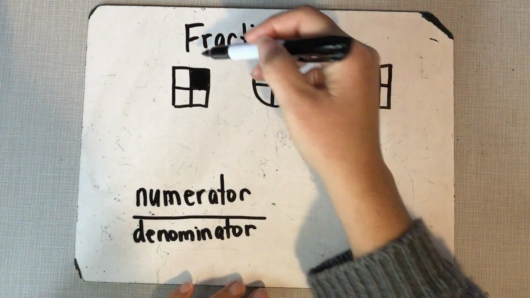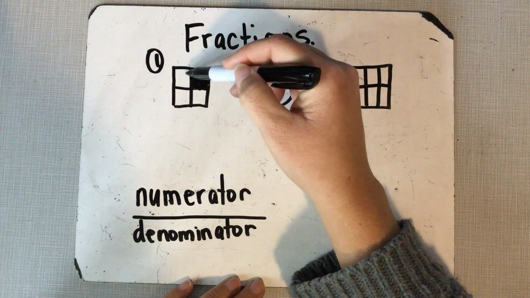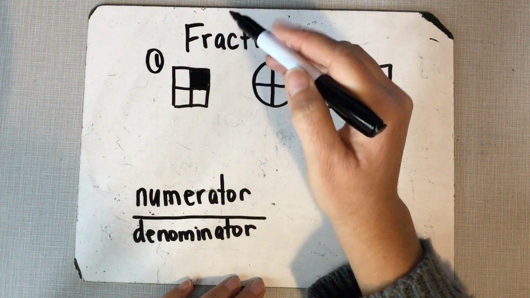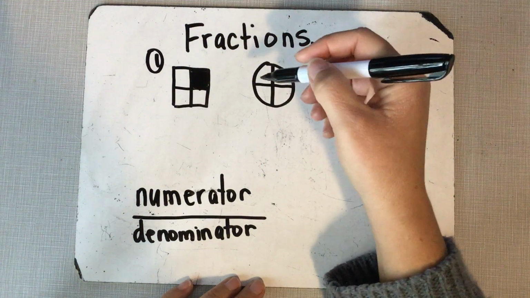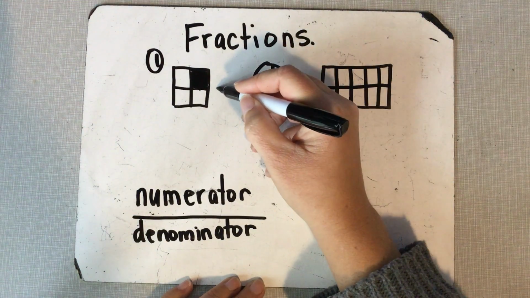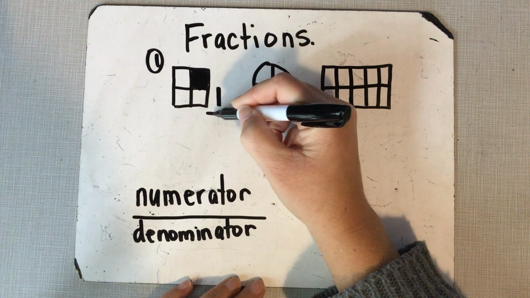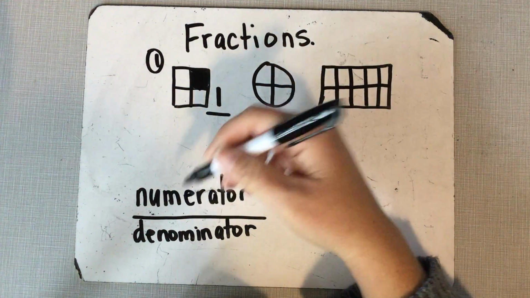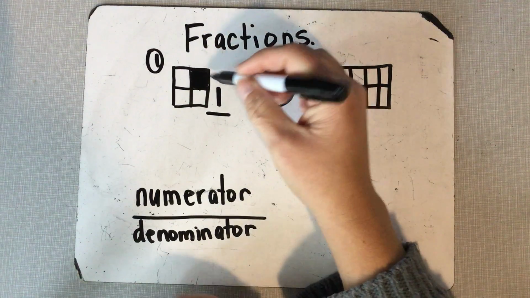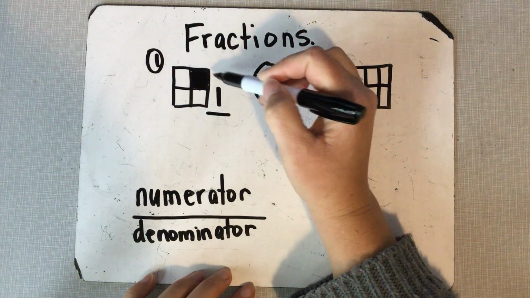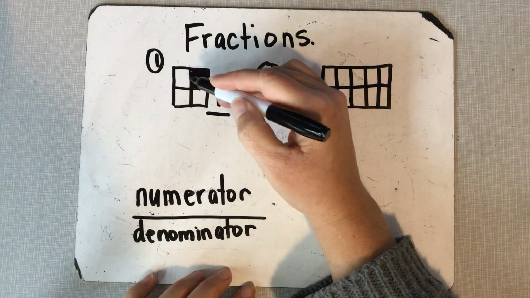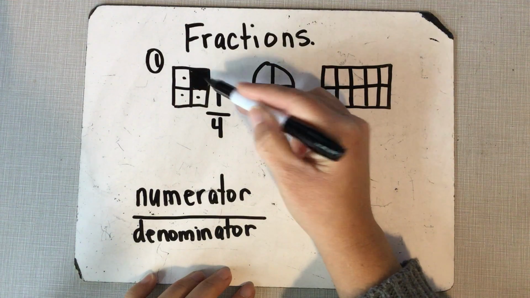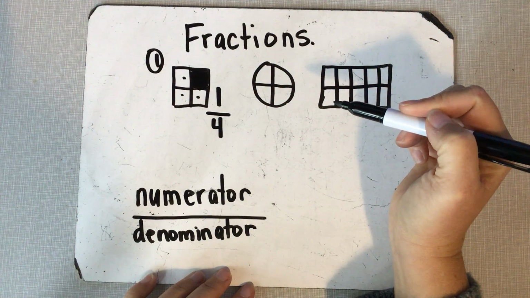Okay, so let's look at number 1 here. Out of the 4 squares, I've colored 1 square in, and the numerator is going to be the number that we're talking about. So 1 of those squares is colored in out of the denominator, which is the total number of equal parts in the whole. So this is the whole thing we're talking about. How many pieces are there altogether? Well, there's 1, 2, 3, 4 pieces altogether. I've colored in 1 out of those 4 pieces altogether.